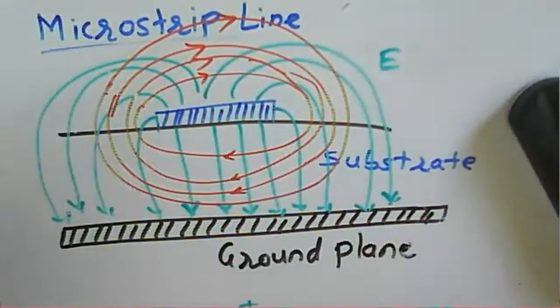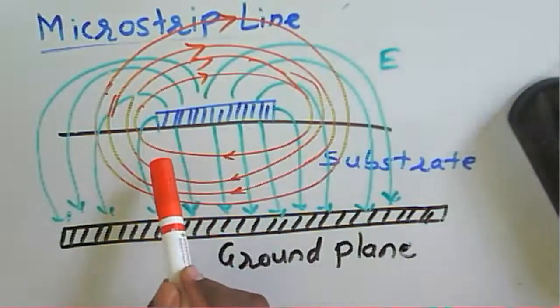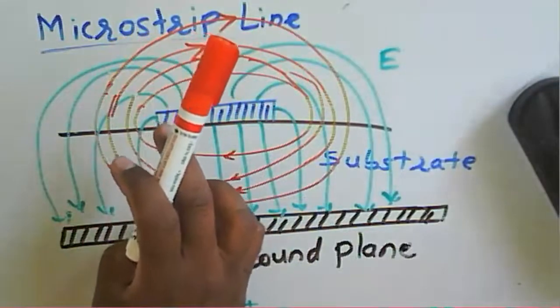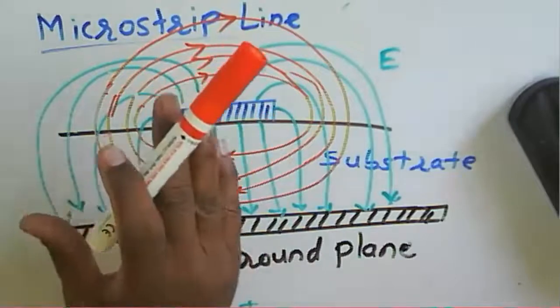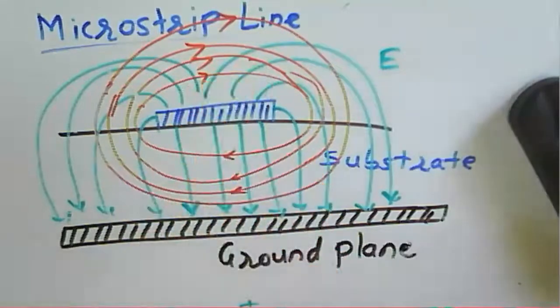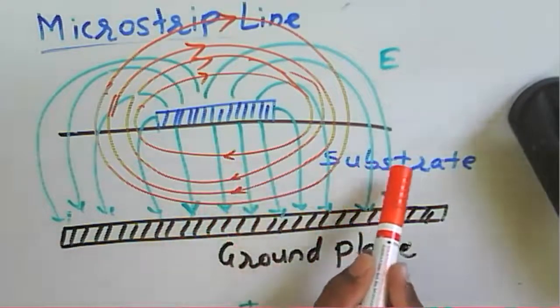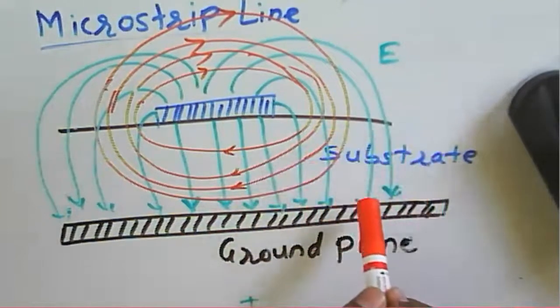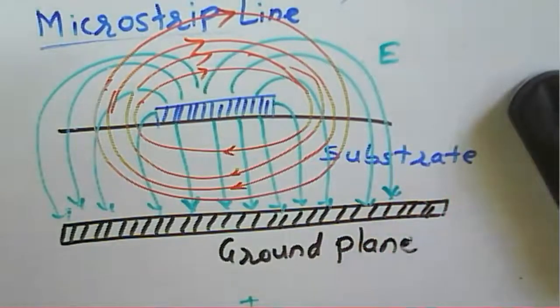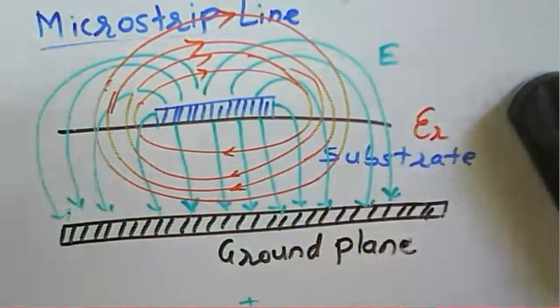So for a given strip, this is a strip line, and then we need to talk about the characteristics of this line. Line characteristics are defined in terms of a characteristic impedance and a propagation constant. What is the value of the characteristic impedance? It depends upon what substrate we are using. For a given substrate, it has some epsilon R value.